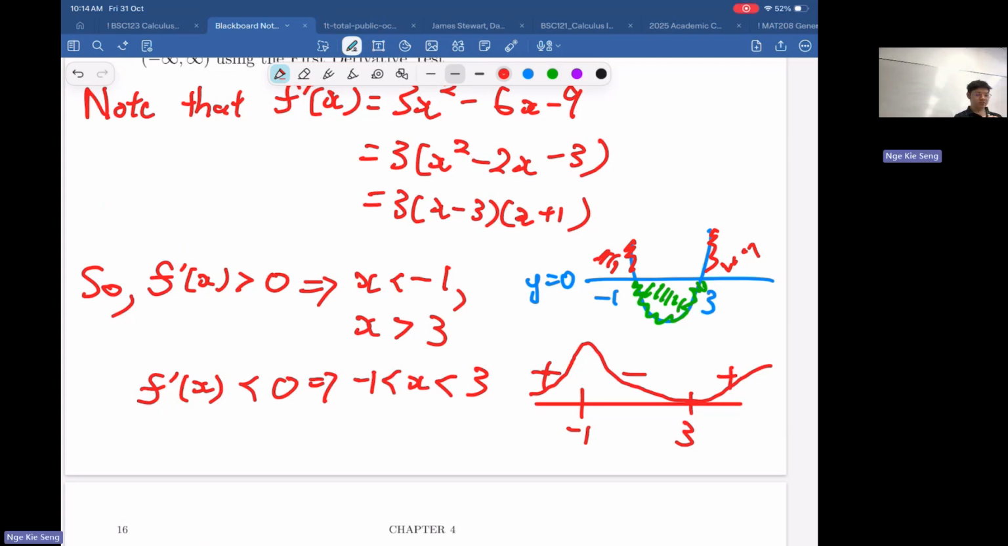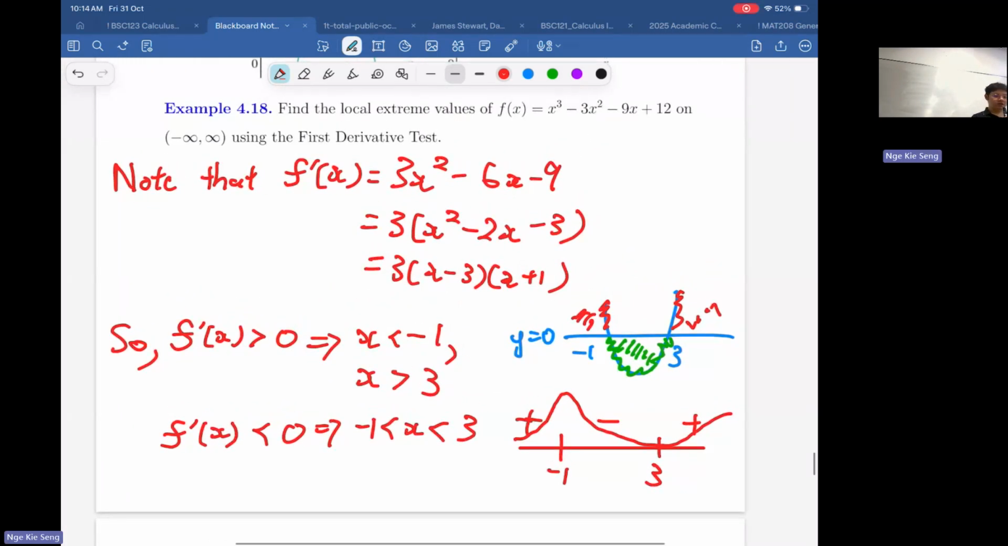Okay. So what are your local extreme values here? First, where is your local maximum? Aaron, where is your local maximum? Right, at x equals -1 you have your local maximum, and the minimum is at x equals 3.